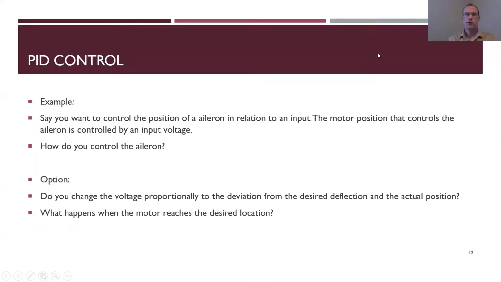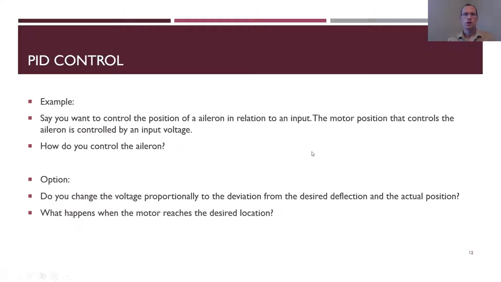So these integrator and differentiator circuits are very useful in what's called PID control. An example of where you would use that is if you want to control the position of an aileron by using an input. So you input some voltage to it to change its position. So how are we going to do this with what we just learned? One option is to change the voltage proportionally to the deviation from the desired deflection in the actual position. And then what do you do when the motor actually reaches that location, because you want it to stop there to keep that aileron in that position.